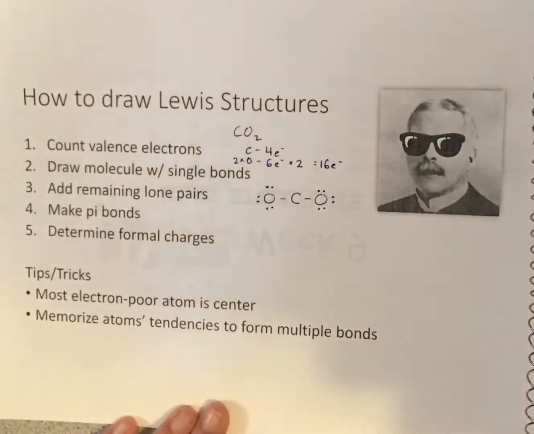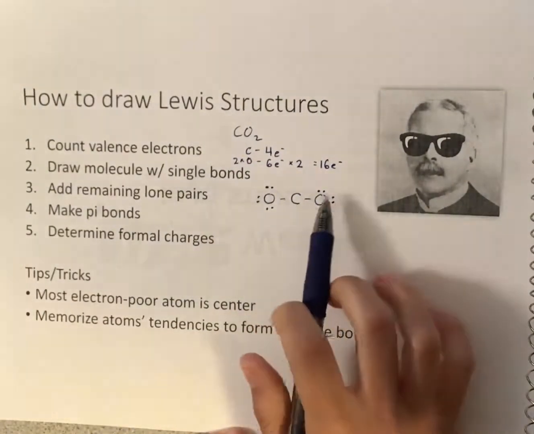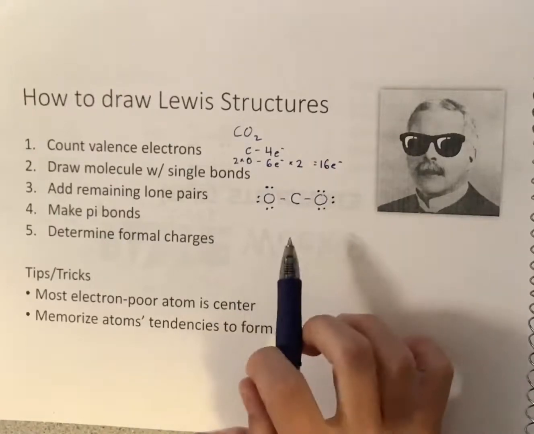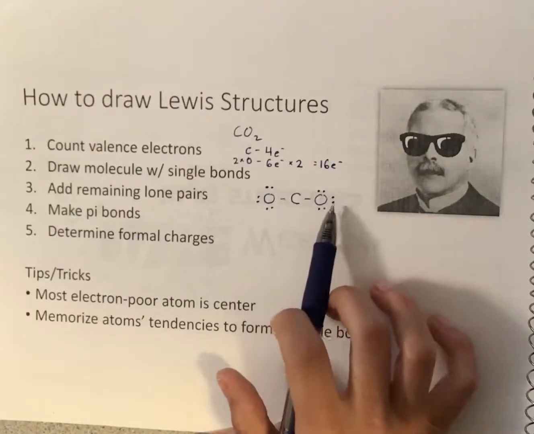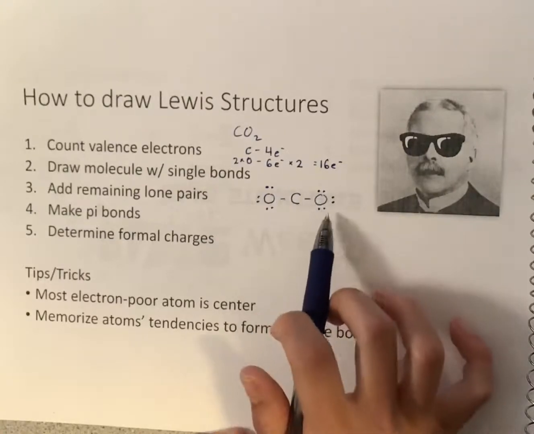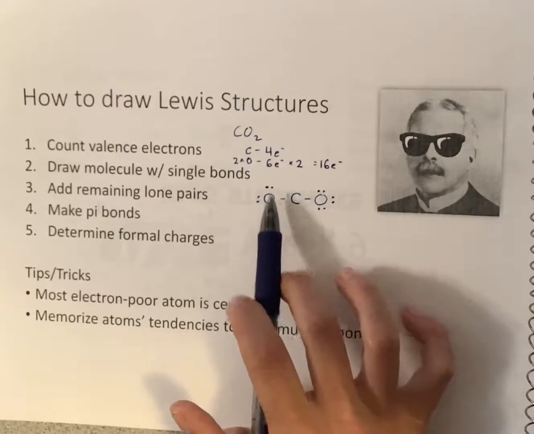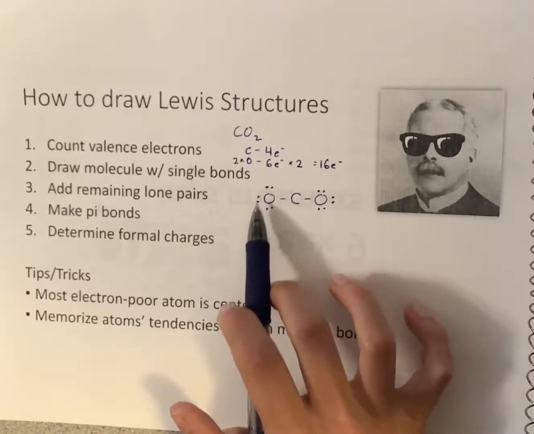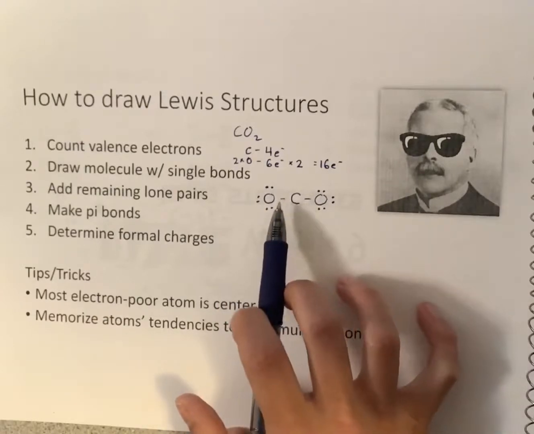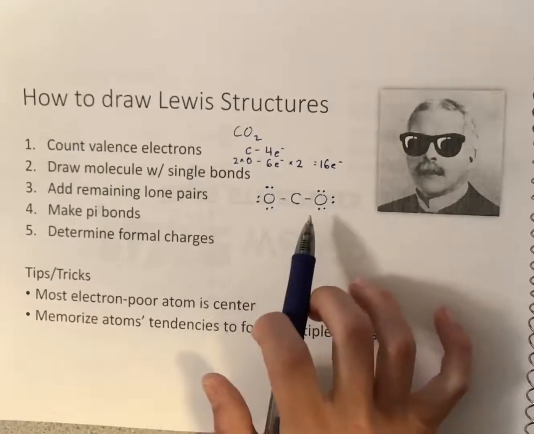Okay, now let's check to see if all of our atoms have the right number of electrons. So oxygen will count everything, all of its lone pairs and all of its bonds. So we'll do 1, 2, 3, 4, 5, 6 in lone pairs, and then 2 for this single bond. So oxygen is 8, so it's happy. This oxygen is the same thing, 1, 2, 3, 4, 5, 6, 7, 8, so it's also happy. But this carbon in the middle here, 1, 2, 3, 4, it only has 4.